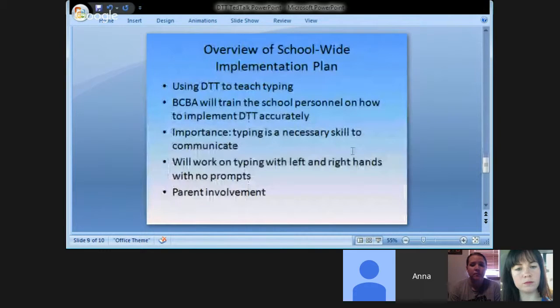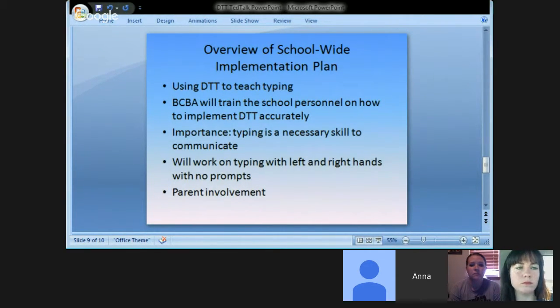For our school-wide implementation plan, we targeted typing. Typing has become one of the most important methods of communication nowadays. For example, nonverbal students can use typing to communicate with others, command and tact. To teach students how to type, a BCBA will first train the school staff on how to use DTT to target typing. Also, special education teachers can work with OTs and work on various skills that require them to understand typing, such as manipulating their fingers and recognizing letters and numbers.